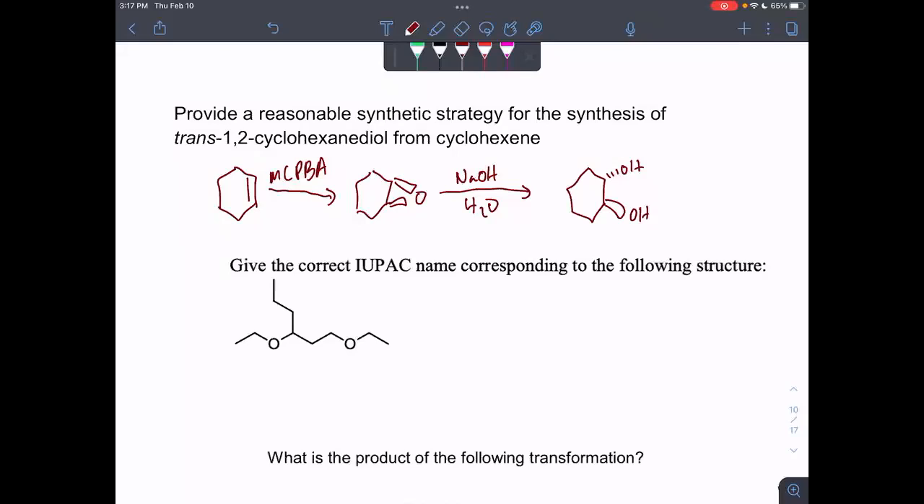I'm not sure if it would be trans, because doesn't BR2 add anti? Yeah, they do inversion, but if you have two bromines, it's going to be separate attacks. So it's not necessarily going to be trans. There's going to be an inversion there, but it might not be completely trans to each other. Well, I know they add on the opposite side. Yeah, but the opposite side might not be the trans product.